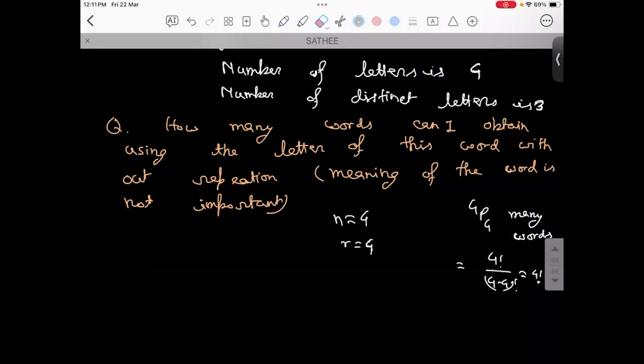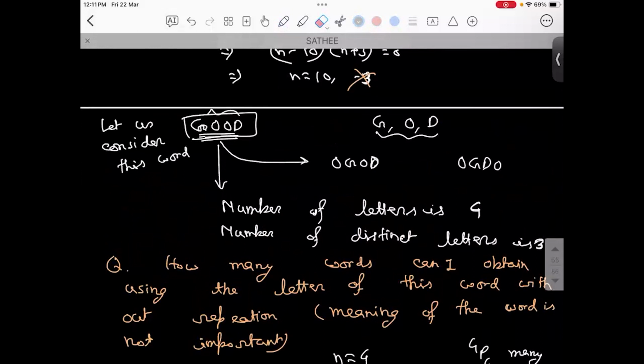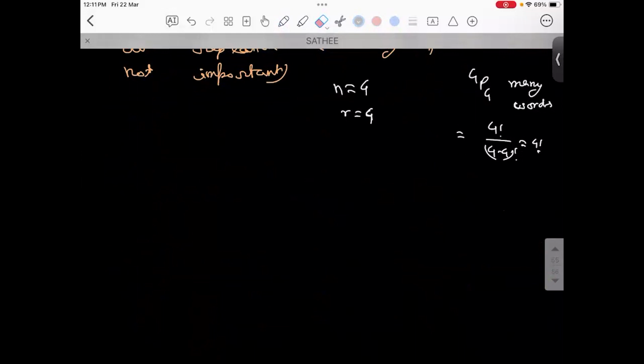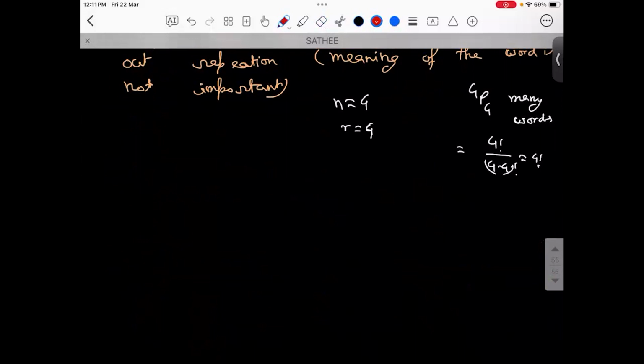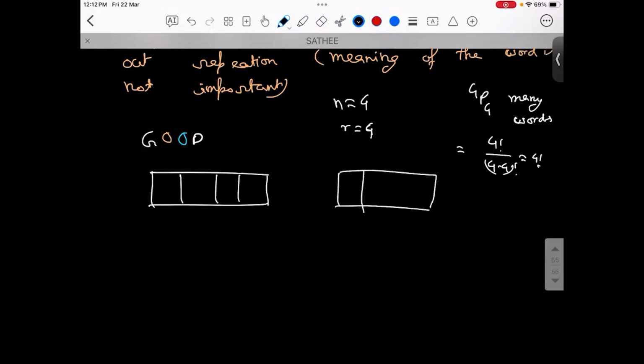Now if you take some time and write out the 24 words, you can see that repetition is making no significant difference. You can understand from here, suppose GOOD. Here we have two O. Now let us denote like this: one is a red O and another is blue. So if I fill the box of 4 letters, I can write like this. So GOOD will also be one word. So G, D, we have no choice for these 2.